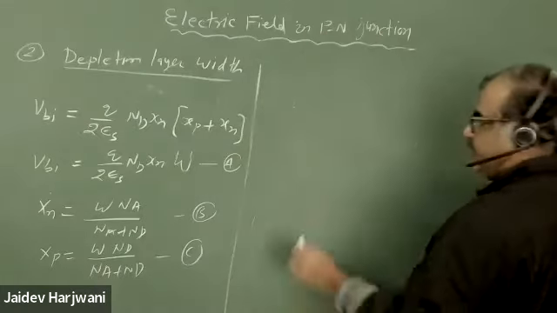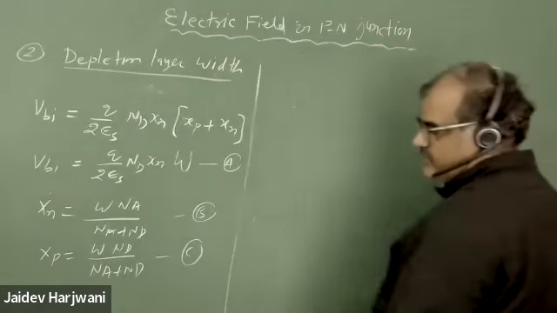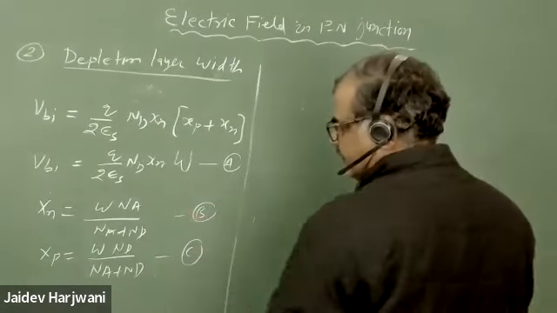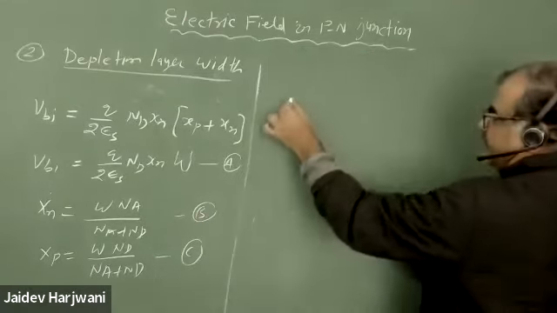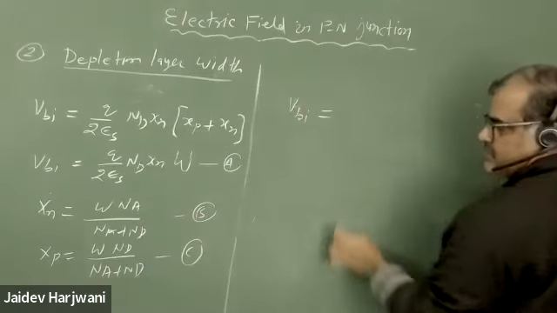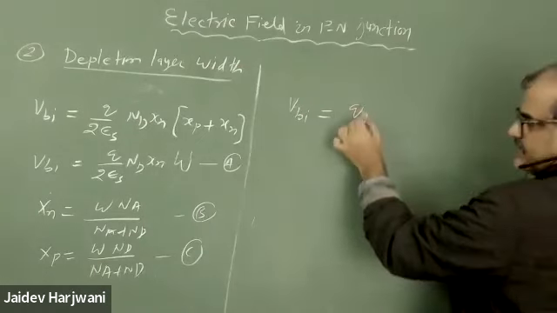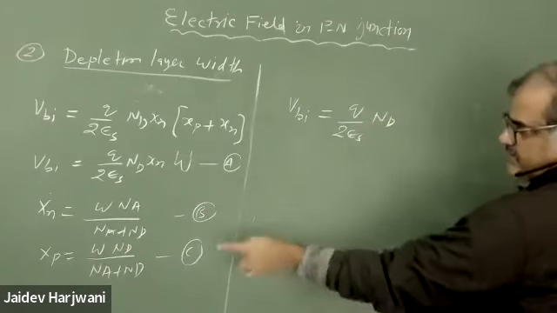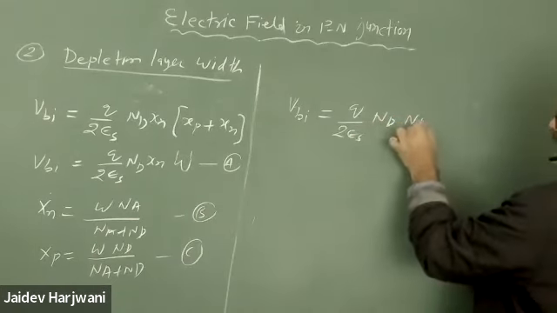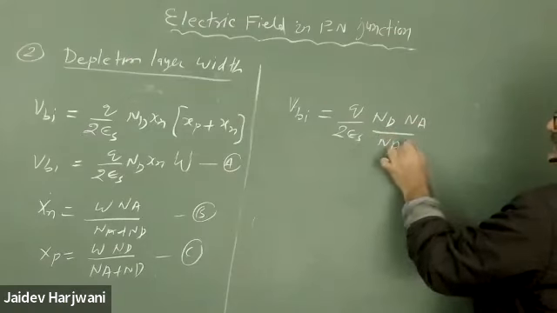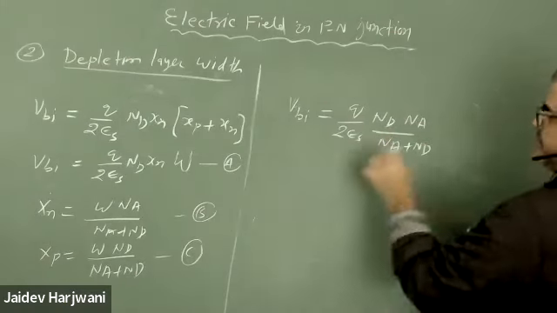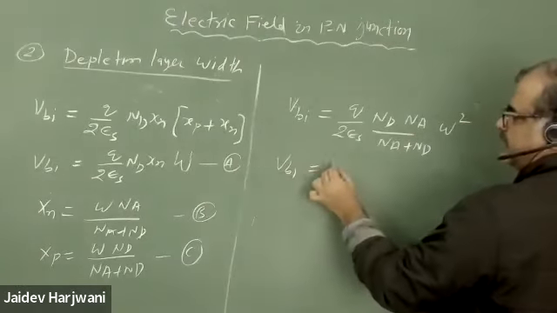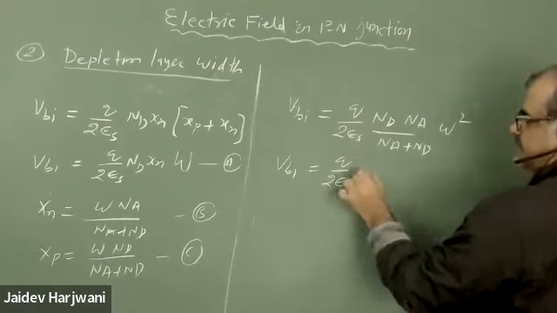Same equation. If you have W, you have Nxp = Na xn, so you remove that one and you can get the same equations. Now if I put this W, the built-in potential VBI equals, we get a very simple expression now: 2 ES over ND, and Na, xn value is Na plus ND, W becomes W square. And this VBI becomes Q upon 2 ES.